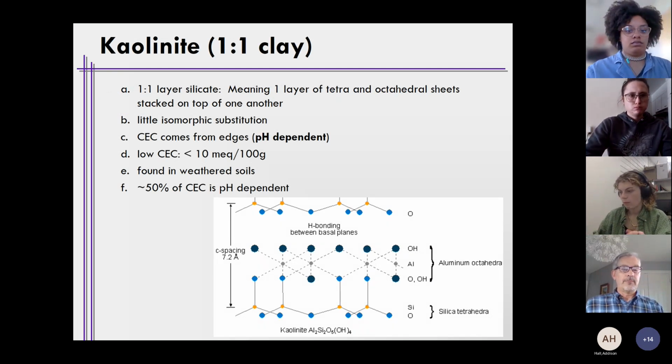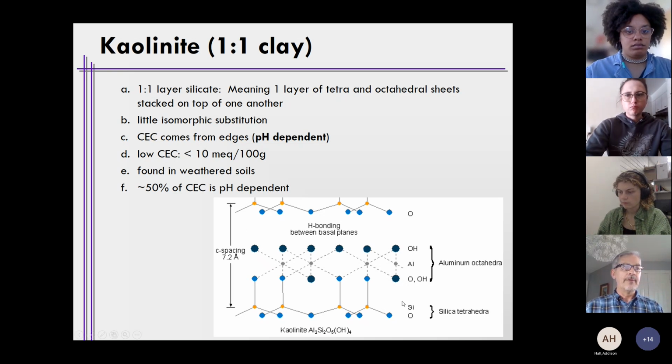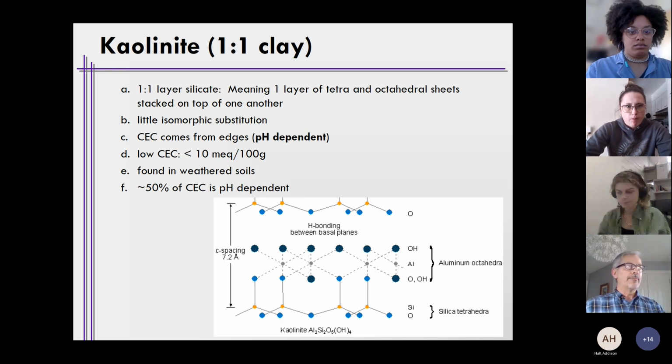So these are minerals, you just learned about this, or clay minerals that have one layer of a silica tetrahedral sheet stuck together with one aluminum octahedral sheet, and then they stack on top of one another, right? These sheets stack on top of one another. So that's letter A, one layer of tetrahedra and octahedral sheets stacked on top of one another.